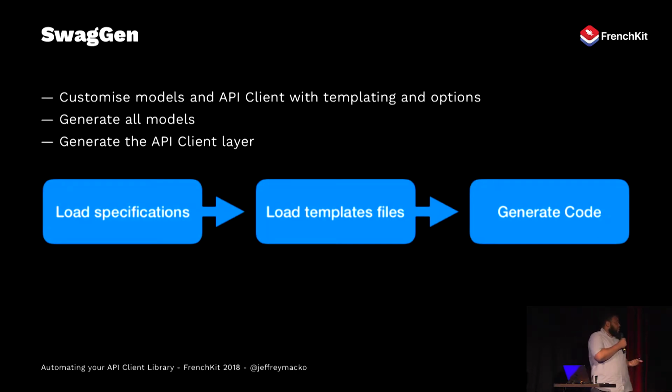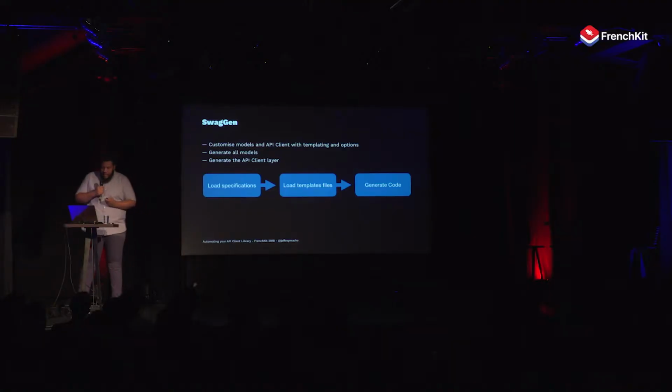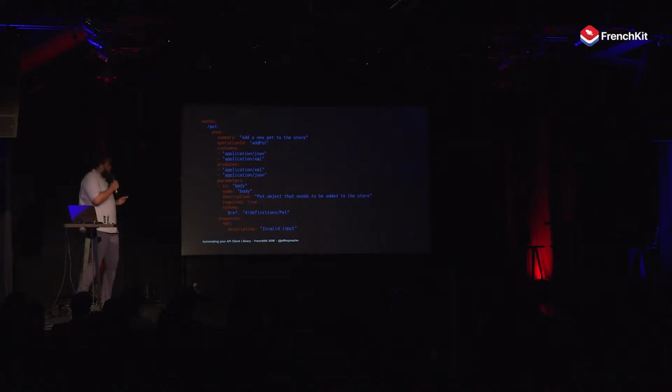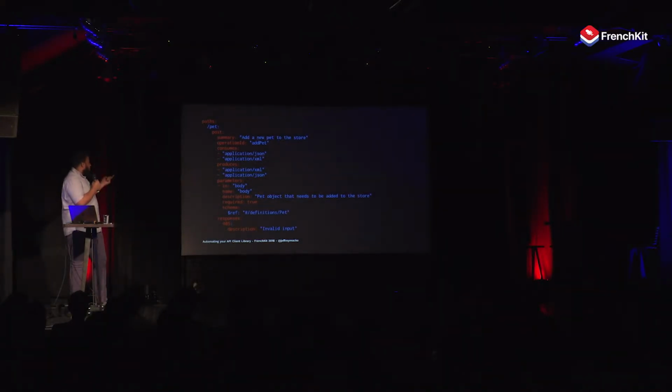So, how does SwagGen work? It's pretty easy to use, actually. You just have to customize your model and your API clients through templates and options. Like you say, I want my model to work this way, I want my API client to work this way. It's just a Swift file, and you add stencils in it in order to make it work. It generates all the models, it generates the API client layer, and it works pretty well. I will show you a small, easy example of how a Swagger file is defined. As you can see here, it's YAML, but it can be JSON.